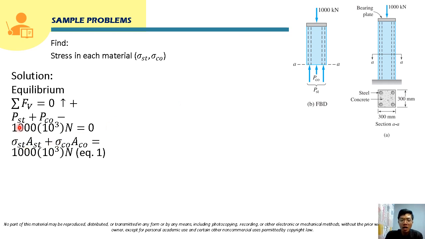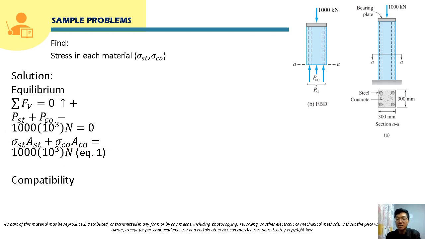So using sigma equal to P over A, that's the formula for stress. So for force, that will just be sigma times A. So this will be sigma ST times the area of steel plus the sigma, or stress, of CO times the area of the concrete. Now we just transpose this, so that will be equal to 1,000 times 10 raised to 3, or 1,000 Newton. So this will be our equation 1.